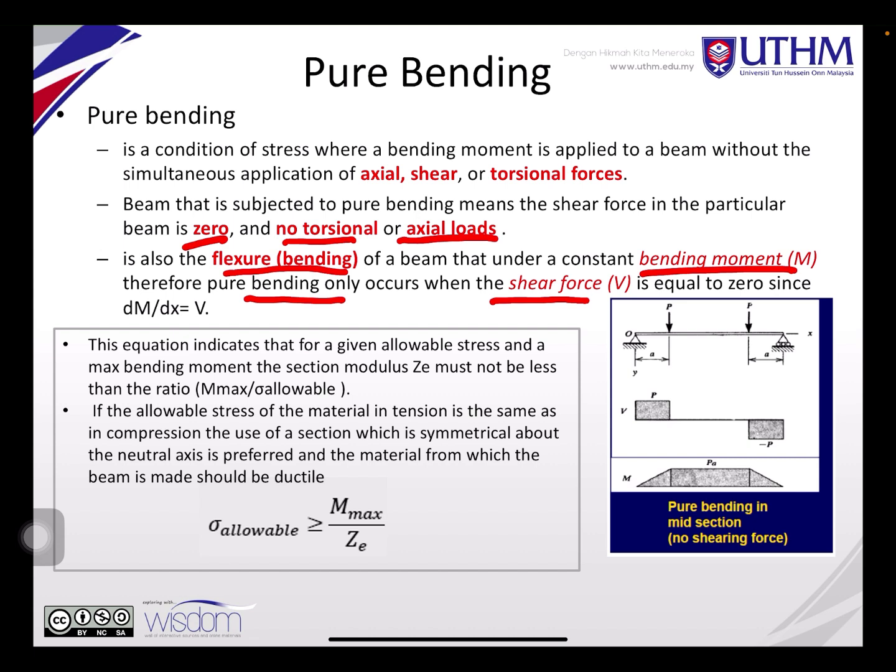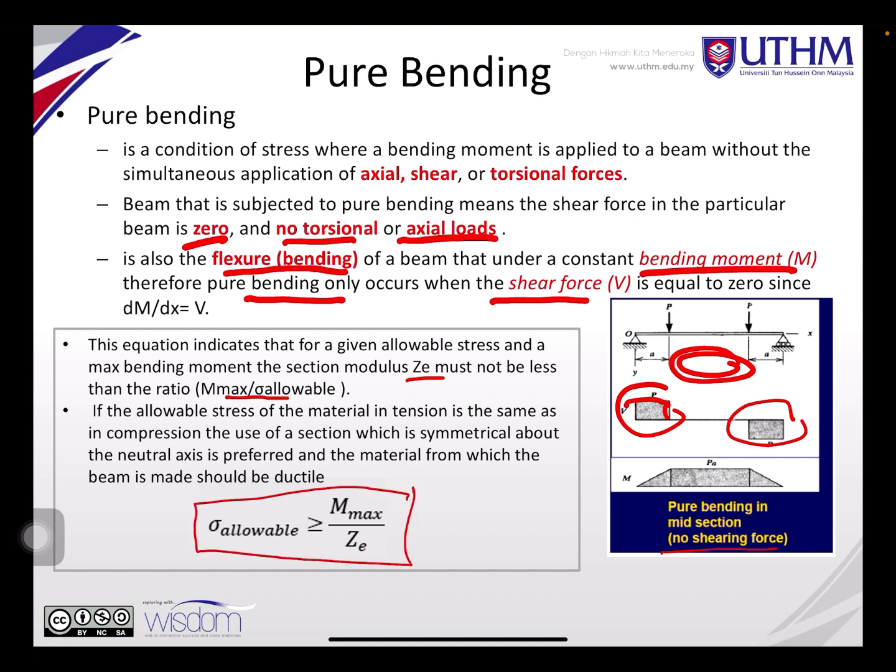As you can see here, pure bending occurs in the midsection. When you have load applied here, this section has no shearing force, only pure bending. This equation indicates that for a given allowable stress and maximum bending stress in the section, the section modulus Z must not be less than the ratio of the maximum moment over the allowable stress. If you rearrange, it becomes like this: the allowable stress is moment over Z.